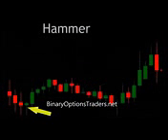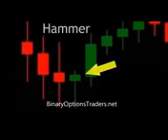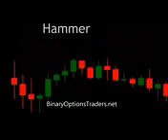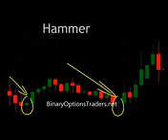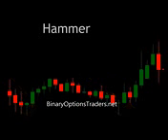A hammer is a candle with a small body and a long shadow beneath it. Whether it's an up or down candle doesn't matter as much as the shape. It has a small body as close to a doji as possible and a long shadow at least twice as long as the body. You want to look for a hammer at the end of a downward movement. It shows that buyers are starting to get the upper hand and that the market will likely start going up.